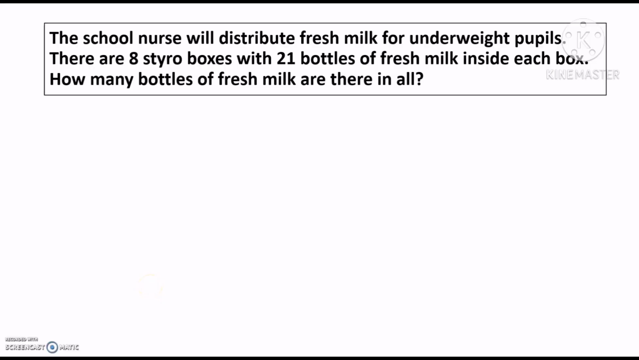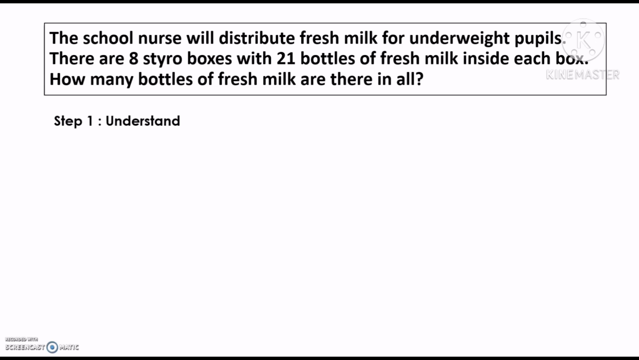From our previous scenario, we have here our word problem. The school nurse will distribute fresh milk for underweight pupils. There are 8 styro boxes with 21 bottles of fresh milk inside each box. How many bottles of fresh milk are there in all? This is a word problem, and therefore we're going to analyze it carefully. So how are we going to analyze? Let's have these steps.